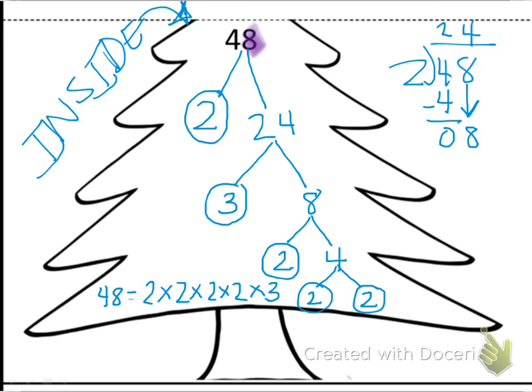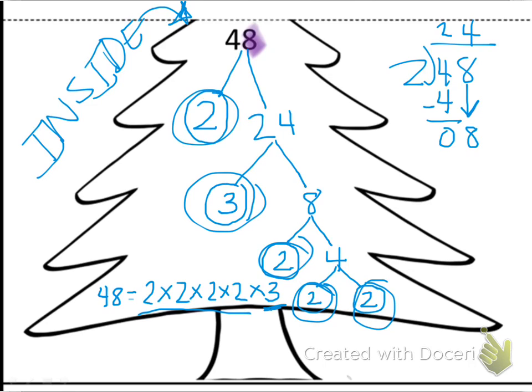And that is the prime factorization of 48. Now I wrote 4 2's here. Looking down here, why did I write 4 2's? I wrote 4 2's because there's 1, 2, 3, 4 2's on the end of my branches. I wrote the 1 3 because there's 1 3 here at the end of my branch.